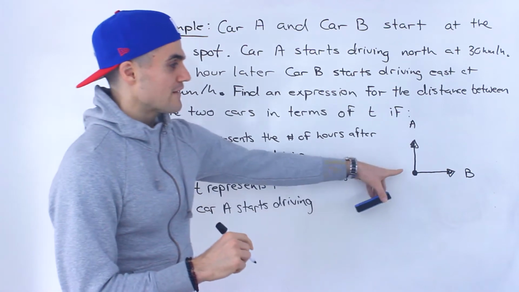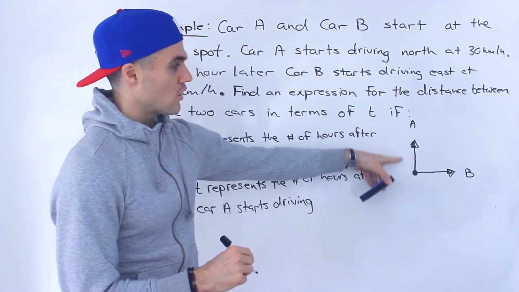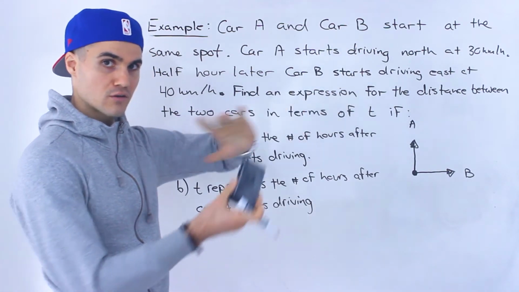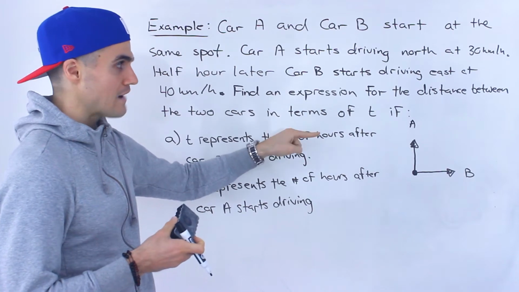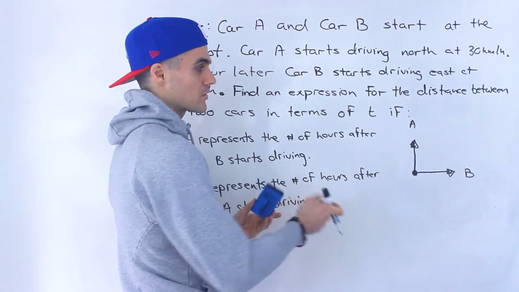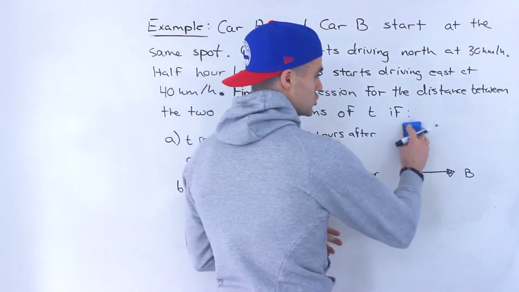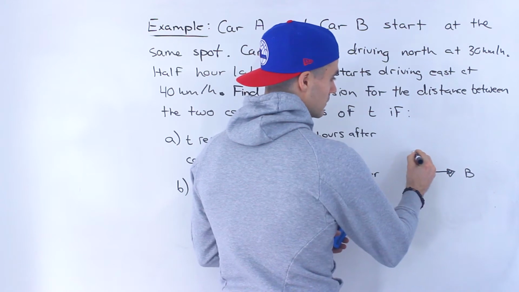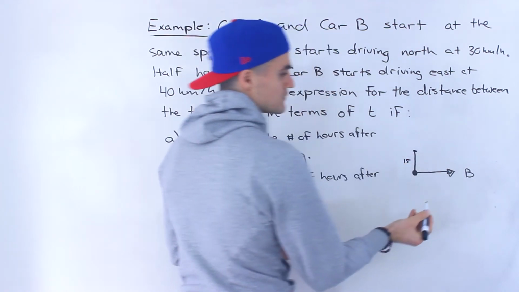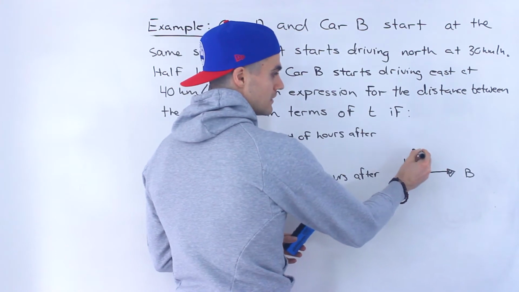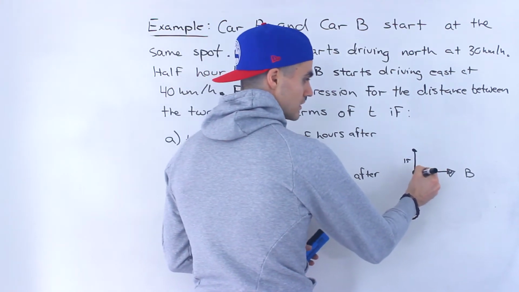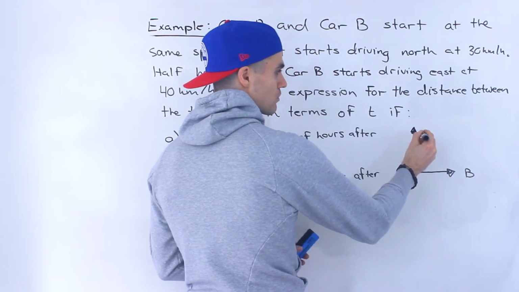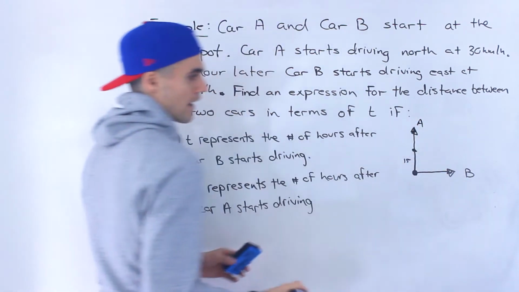Now, if it's starting half an hour later, how far has car A driven in half an hour? Well, if it's driving at 30 kilometers per hour, it's covering 30 kilometers in 1 hour, then in a half hour, it's already covered 15 kilometers by the time car B starts driving. So if we adjust this diagram for that information, up to this point, this here is going to be 15 kilometers, and then car B starts driving east, and car A continues to drive north, like that.